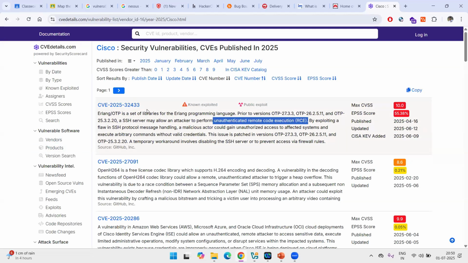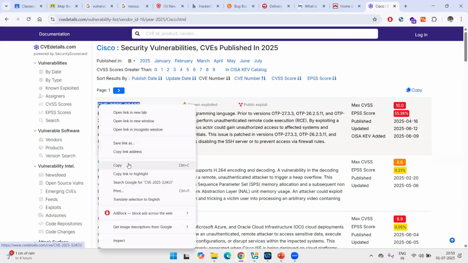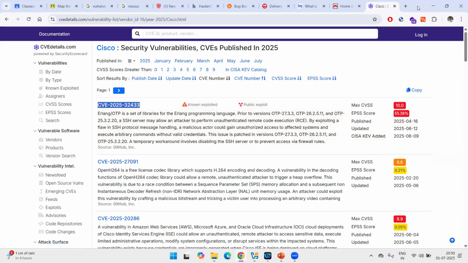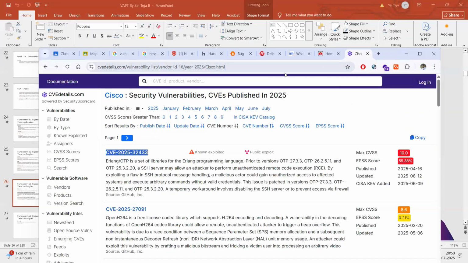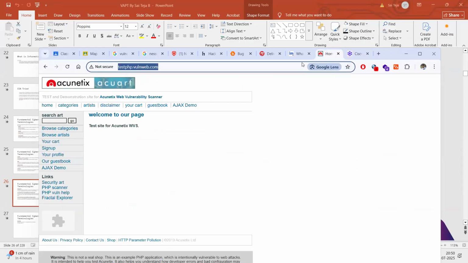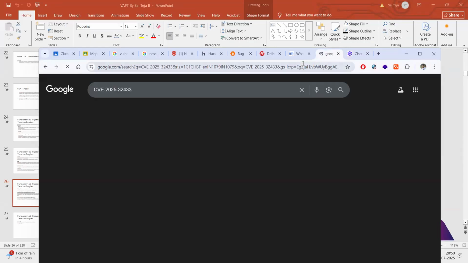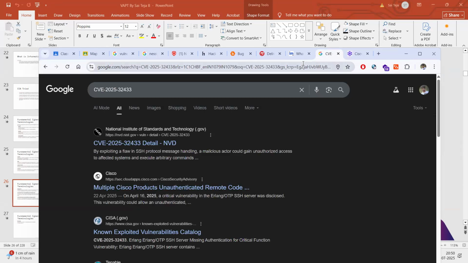So basically, if you take this CVE, it's unique, right? How can we confirm that? If you go and search it in the other tab, you will only see the results related to that OTP service, Erlang. Same. You understand? So it's unique.